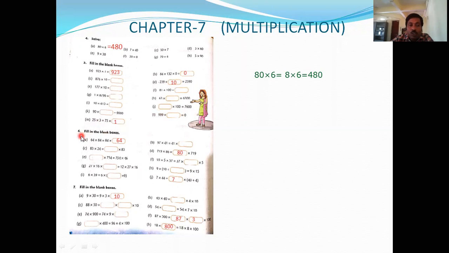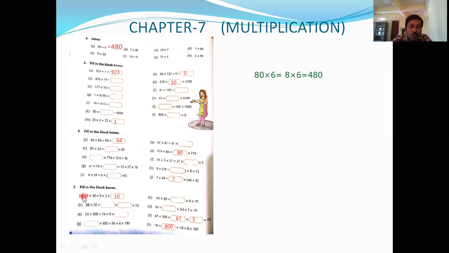Now this is another question. Fill in the blank boxes. 64 into 84 and 84 into this number. Yes, we get 64 because this is the property of order relations. What is the order relation? Here we see the left side numbers and the right side numbers, but the only difference between them is that the arrangement of these numbers is exchanged.